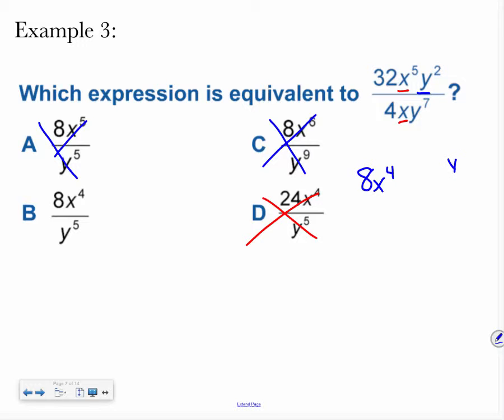I have a y squared over a y to the 7th. 2 minus 7 gives me -5. Our biggest power is on the bottom, so we're going to have a y to the 5th on the bottom. Does that match letter B? Yes. So we know that the answer, the most simplified way to write this expression, is 8x to the 4th over y to the 5th.